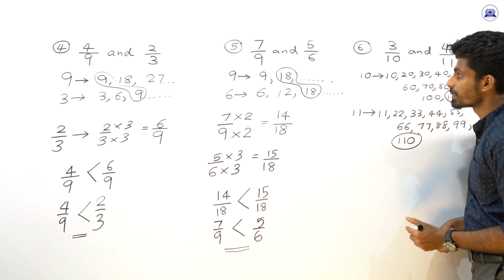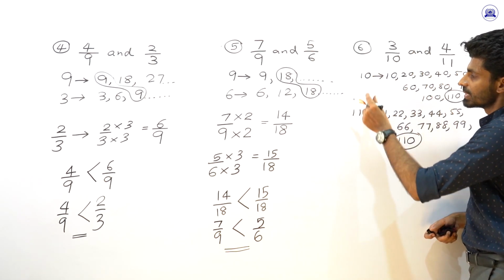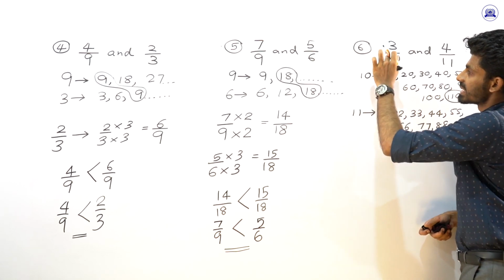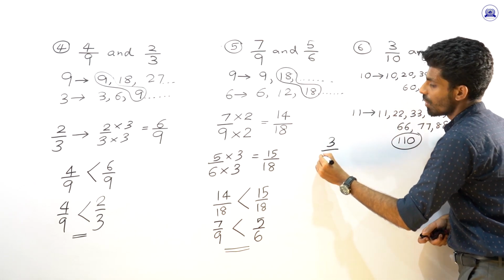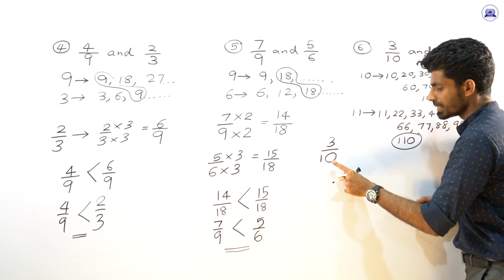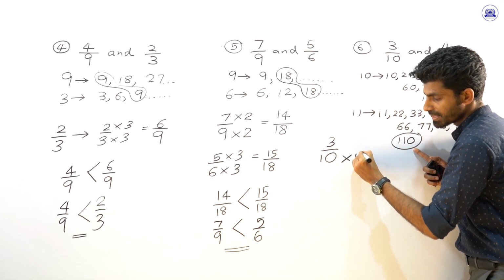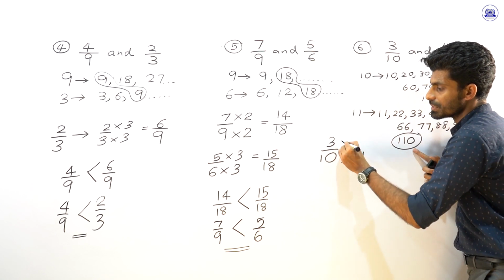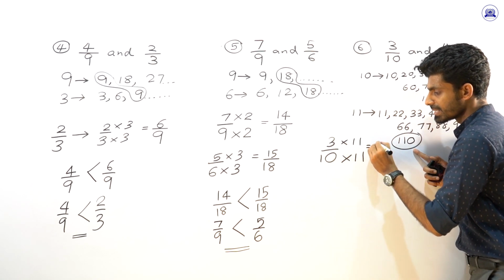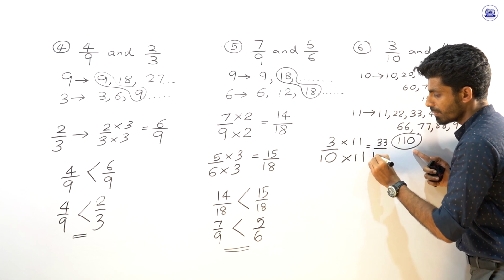So how can you do that one? Right? So just take 3 over 10. You need to take the common denominator 110. 110 means you need to multiply by 11. Then you need to multiply by the 11 as the numerator. 33 over 110.